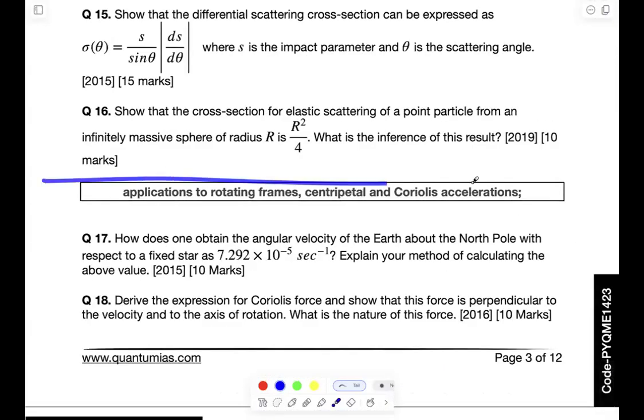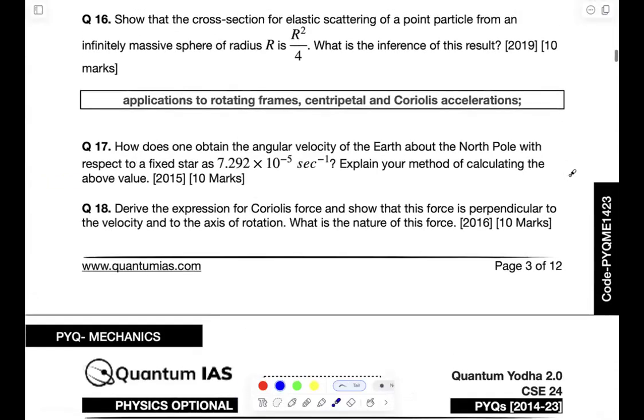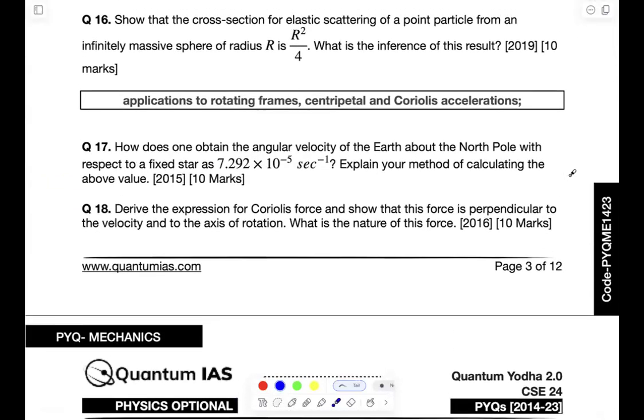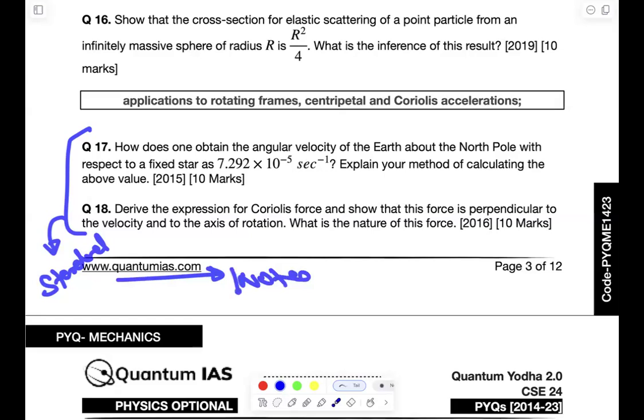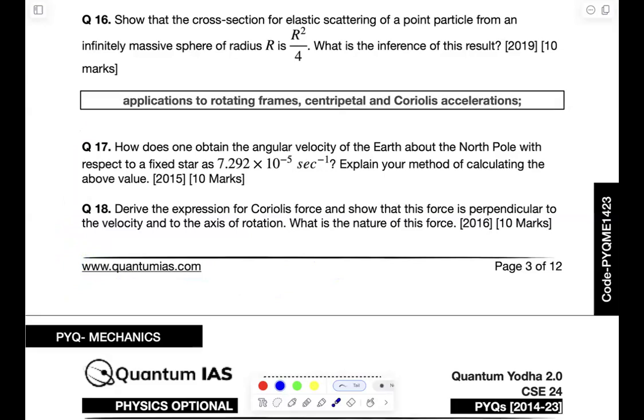So till 16 we have done in the last lecture, right? So see, now one thing that you should note here, that they have asked how does one obtain angular velocity of Earth around this? So again, it's a standard question. Derive the expression for Coriolis force so that the force is perpendicular to the rotation. What is the nature of force? Both of them are standard questions. Now, what I mean by standard question is that it is in your notes. These topics are in your notes, and you are expected to remember them by heart, right?